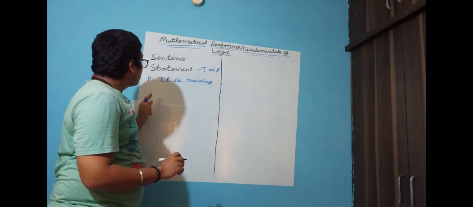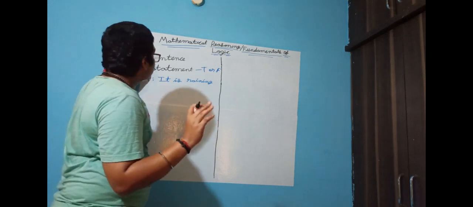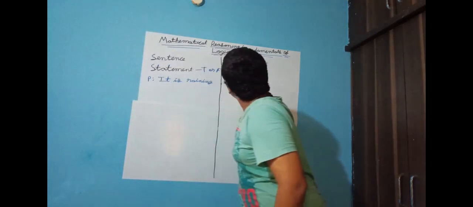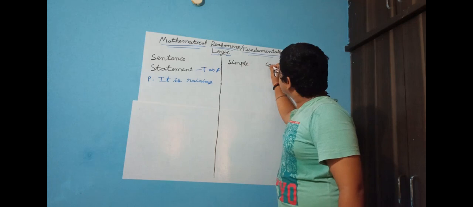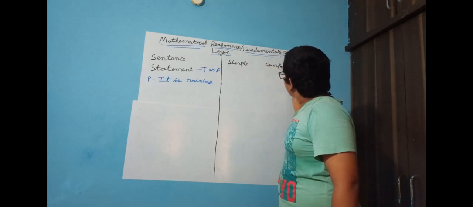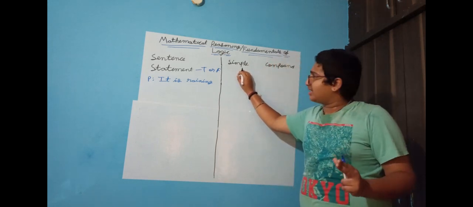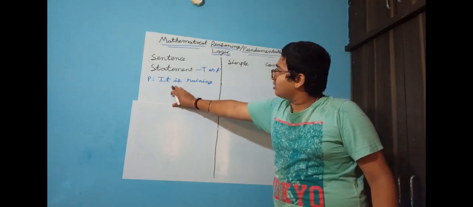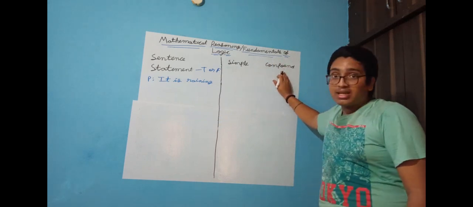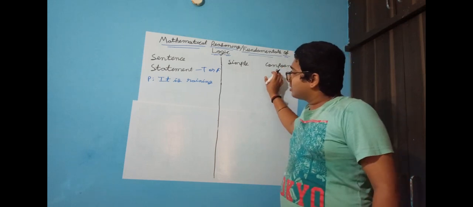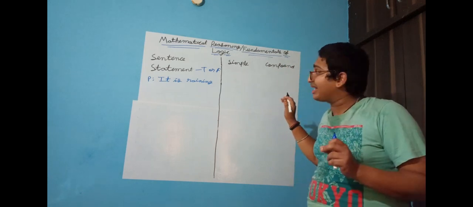And also, we need to know the sentence classification. Sentences are of two types in general: simple sentence and compound sentence. What is the difference between them? A simple sentence is only one sentence. Here I have written "it is raining", which comes under a simple sentence. Whereas a compound sentence is a collection of sentences which are joined using connectives.